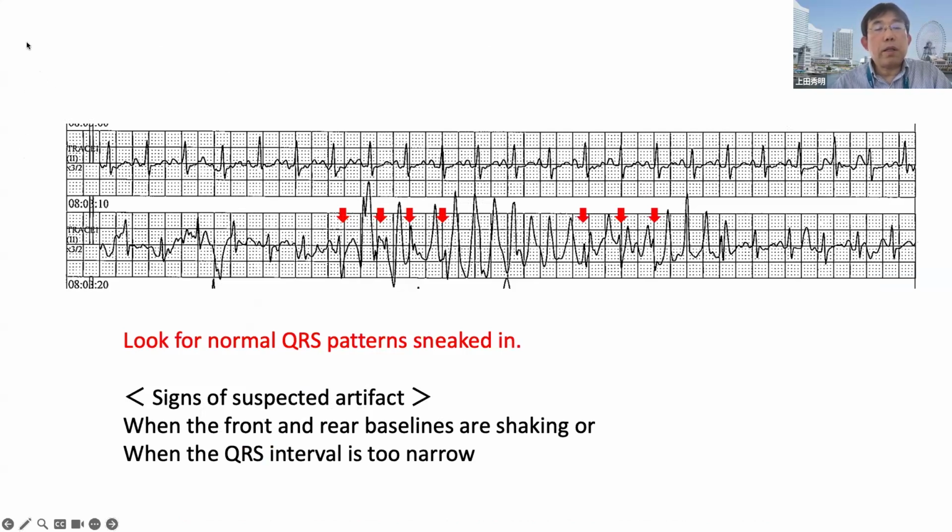Please look here, the normal QRS pattern sneaks inside here. This means that the signs are suspected artifacts when the front and rear beds are shaking, or when the QRS interval is too narrow. So it may mislead our reading of the ECG here. Always look for the normal QRS patterns.